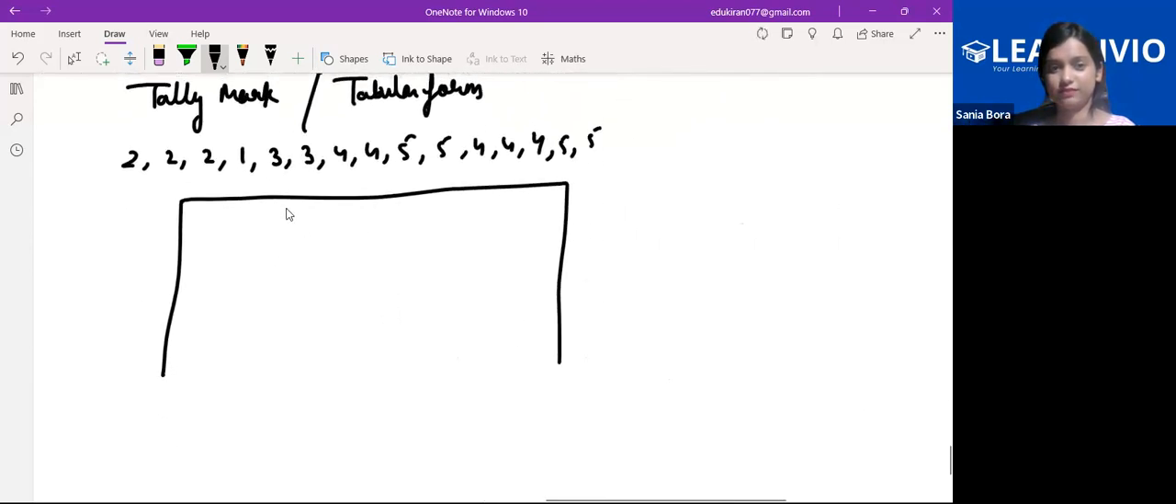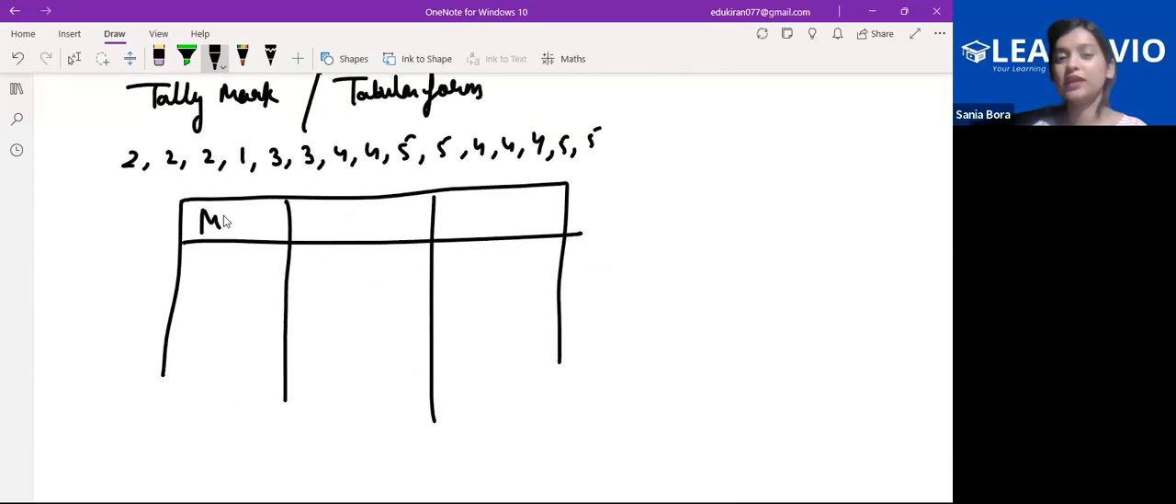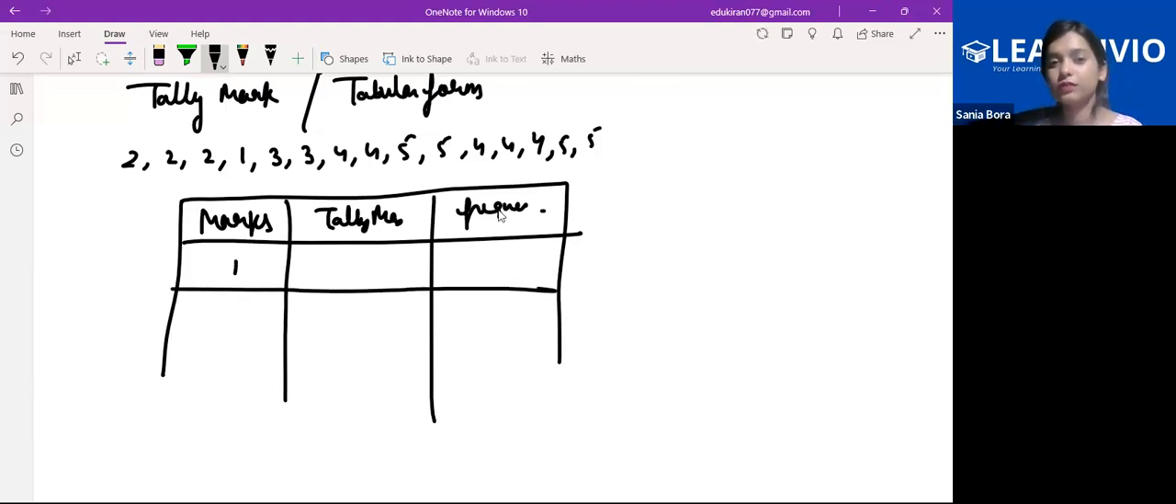So let's make it like this. Here you will write marks, for example, if this is a score, you write score, whatever it is. Here you write tally mark, and here frequency. Frequency is basically how many times it is coming. In your notebook you already have the lines, but here I don't, so I need to make them.